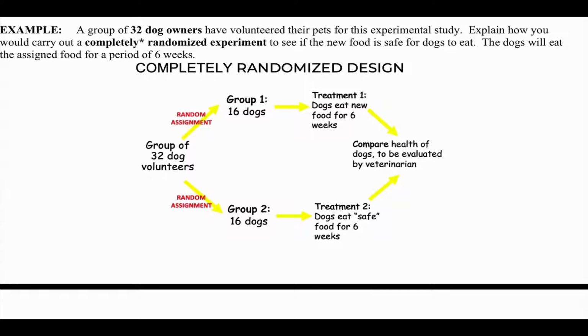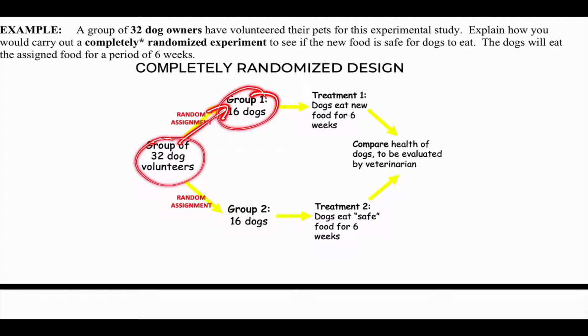Explain how you would carry out a completely randomized experiment to see if the new dog food is safe for dogs to eat. The dog will eat the assigned food for a period of 6 weeks. Okay, so they've done the first part. They did the outline. You see the picture with the arrows and everything? It starts out with 32 dog volunteers. They're not going to get to choose where they go, right? Randomly, they're going to be randomly assigned to 2 groups.